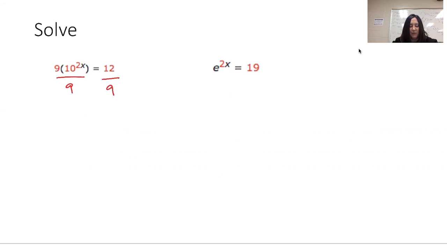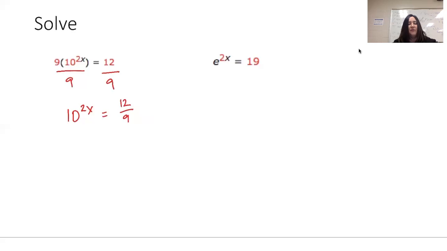And that's going to leave me with 10 to the 2x equals 12 over 9, and you could reduce that if you want. Now, anytime you solve an exponential, you have to use a logarithm. So you're really changing this into logarithmic form. The base of your exponent is also the base of your log. So you're going to write log base 10 of, well, 12 over 9 actually reduces to 4/3. So we can write 4/3 equals 2x.